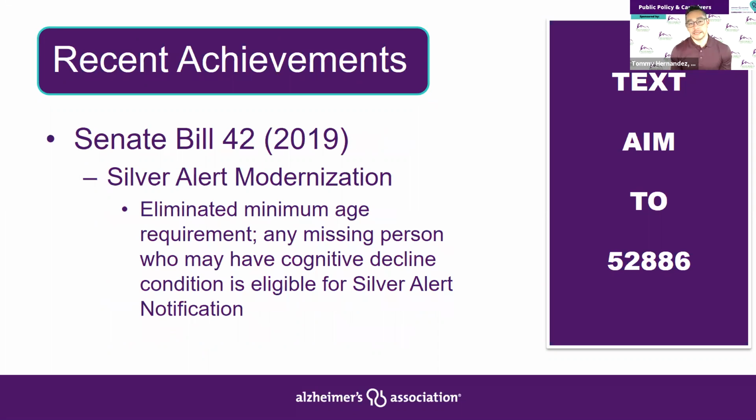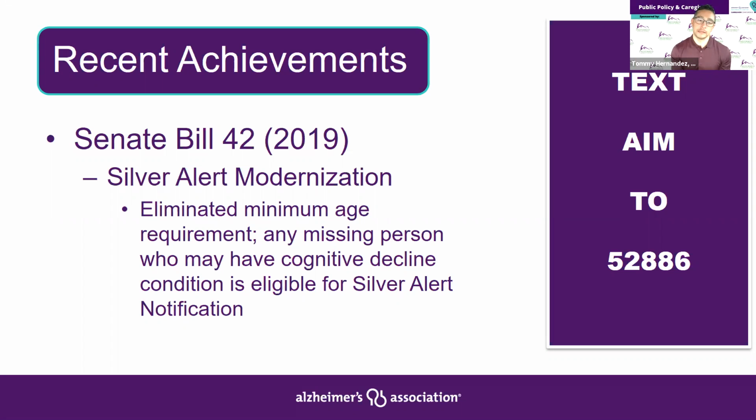I want to take just a few moments to go over recent achievements. Senate Bill 42 in 2019 was introduced, it was passed, it was signed. In fact, it was the 50th bill signed, and I believe there were 1,700 total bills introduced in 2019. So that speaks to the effectiveness of our advocacy network, of our State Champions program, even in its inaugural year of the 2019 session. So what did the Silver Alert Enhancement Bill really do?